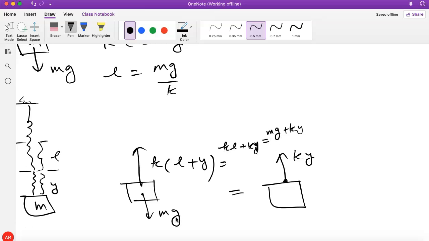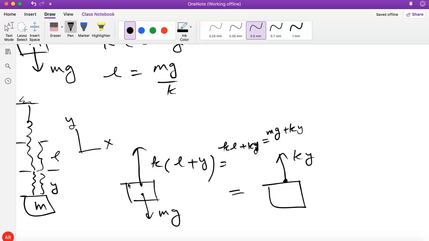So mg cancels with this mg, mg upward cancels with this mg downward. So the net force is again very much similar to the horizontal spring. It's just k times how much you've moved the mass away from its equilibrium position, and it's in the opposite direction, right? So I pulled it down. So let's say in this case my y is negative if you consider a coordinate system like this.